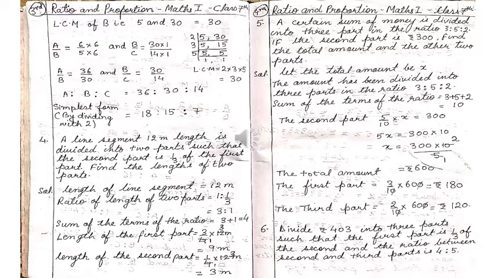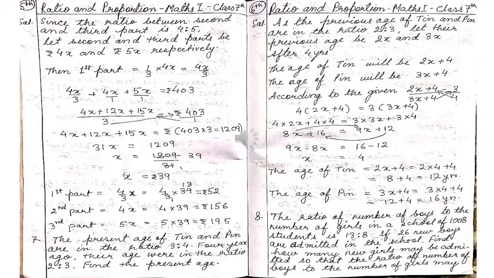Now let us discuss question number 6. Divide rupees 403 into three parts such that the first part is 1/3 of the second and the ratio between the second and the third is 4:5. Since the ratio between the second and the third part is already given as 4:5, we can write the second and the third part in x form, that is 4x and 5x. Then the first part is 1/3 into 4x, which will give you 4x upon 3.